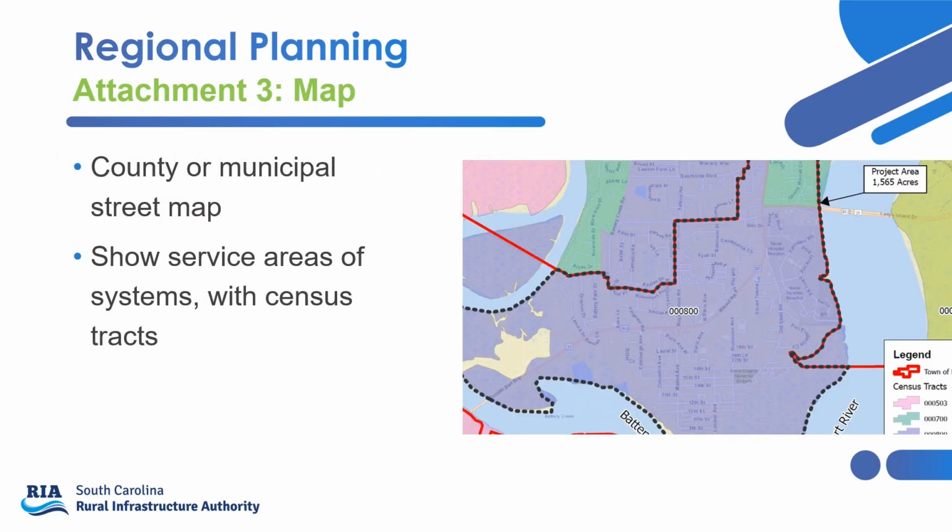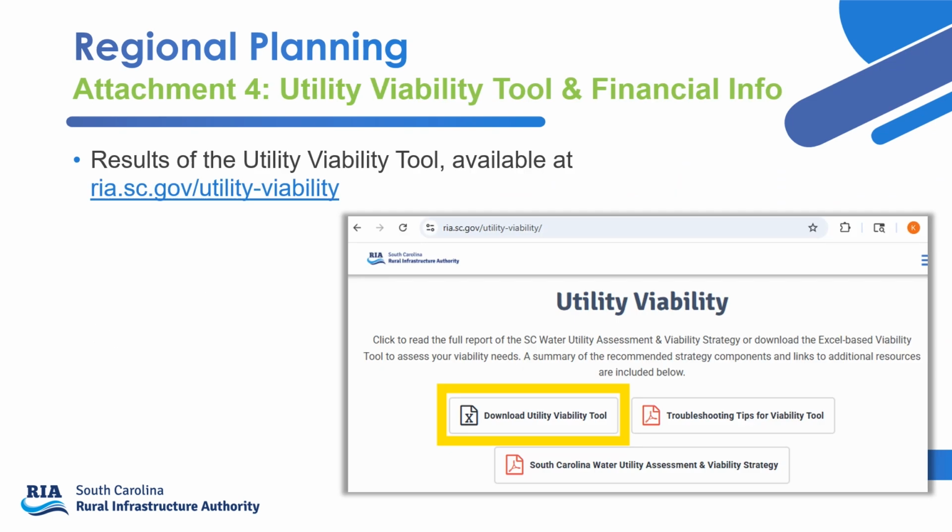Attachment 3 is a street map identifying the service areas of the participating systems as well as census tract numbers. Like with capital improvement applications, the applicant is required to complete RIA's utility viability tool, which you can find on our website. The summary page generated after completion of the viability tool must be included. If you have any difficulty accessing or using the tool, please don't hesitate to contact us for assistance. Correctly completing this tool will be an important element to our consideration of your request.